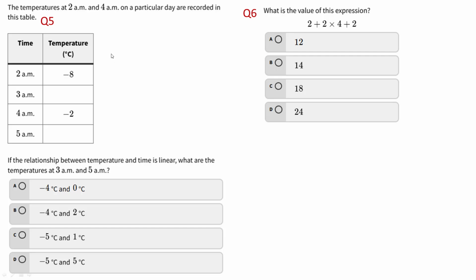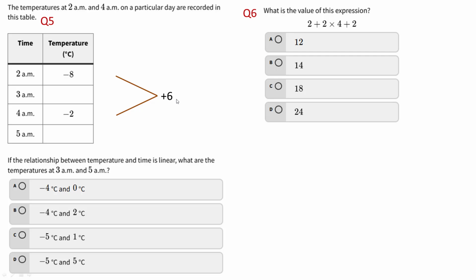On the next page, we have question 5 here. And it tells us the temperatures at 2 a.m. and 4 a.m. are -8 and -2. And it says if the relationship between temperature and time is linear, which means it's going up or down the same amount each hour, what are the temperatures at the missing ones, the 3 a.m. and 5 a.m.?